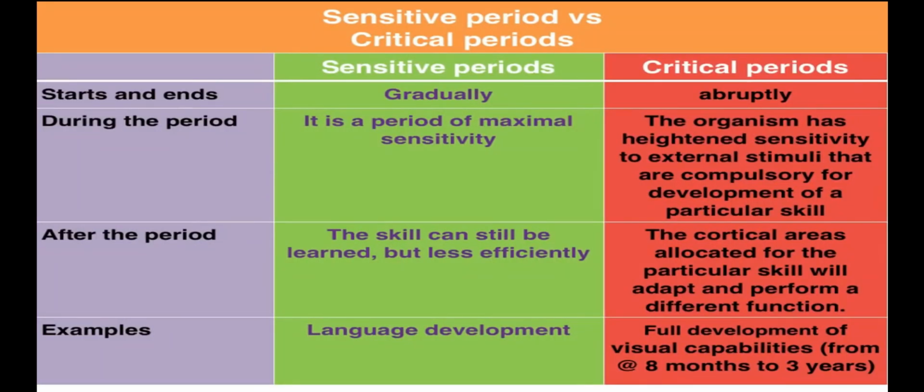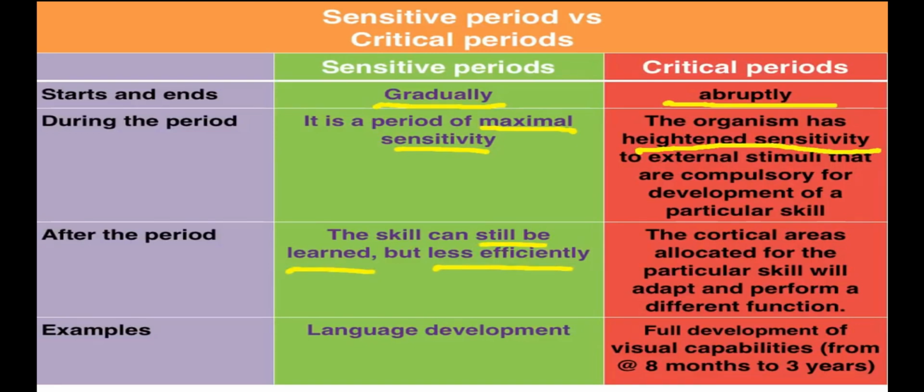So in terms of differences between sensitive and critical periods, well, sensitive periods start and end gradually, as opposed to critical periods where there's an abrupt start and abrupt end. During the period, it's a time of maximal sensitivity to environmental stimuli, whereas for a critical period, we describe it as a heightened sensitivity to external stimuli. After the period is closed for a sensitive period, it can still learn, but the process will be less efficient.